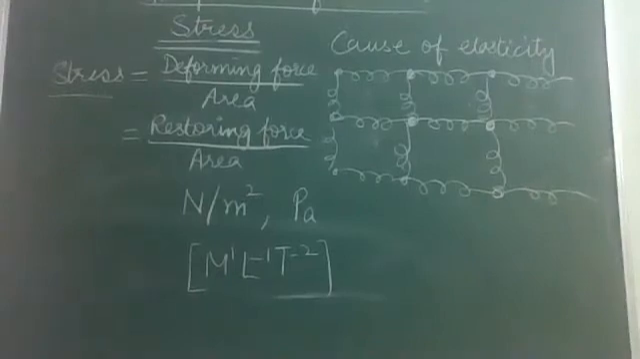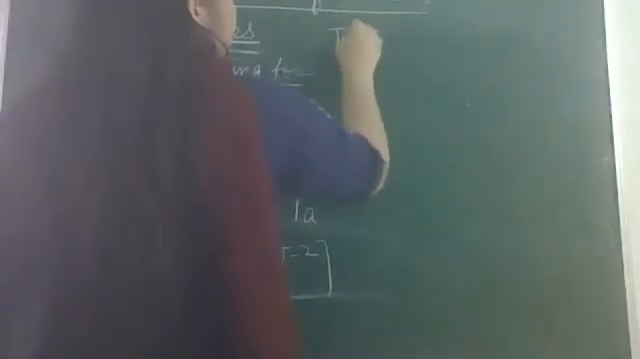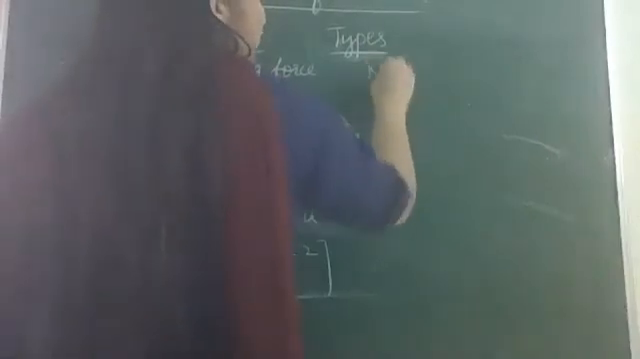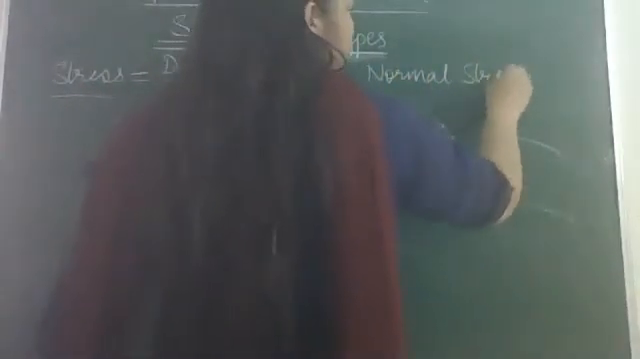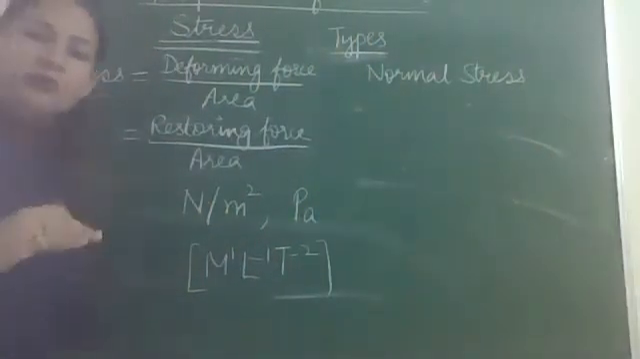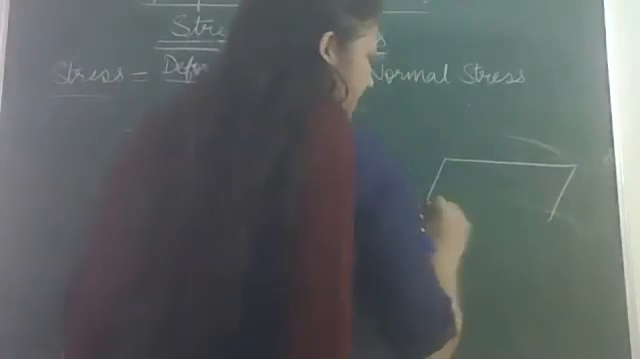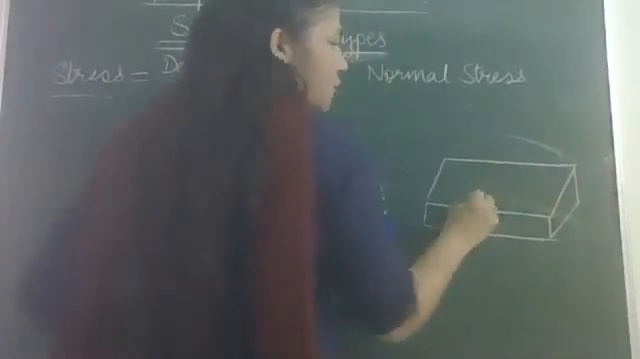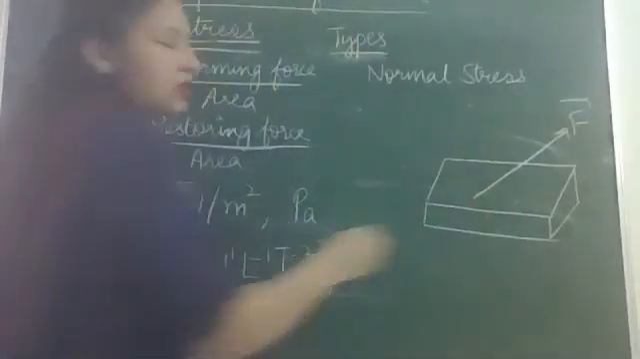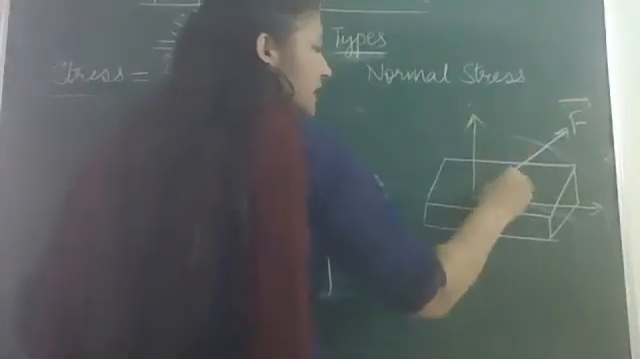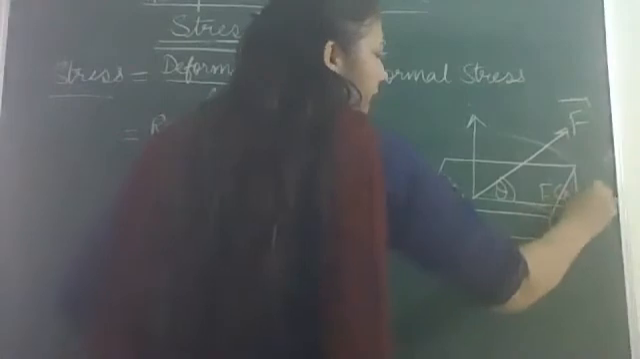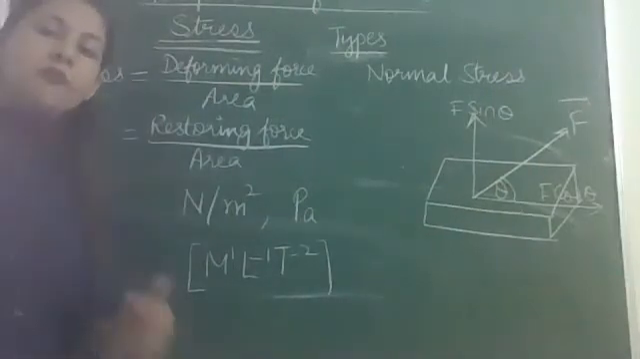Now, types of stress. There are two types of stress depending upon the direction of force acting. Normal stress, if the force is acting normally on the surface. If the force is acting normally on the surface, then the stress will be normal, right? So let us consider any object, any surface. Let us assume a force acting on the surface. Resolve this force into two rectangular components. Let us say this is theta. Then this component must be F cos theta. This component must be F sin theta. Can you tell me which one is the normal component? Which component is normal to the surface?